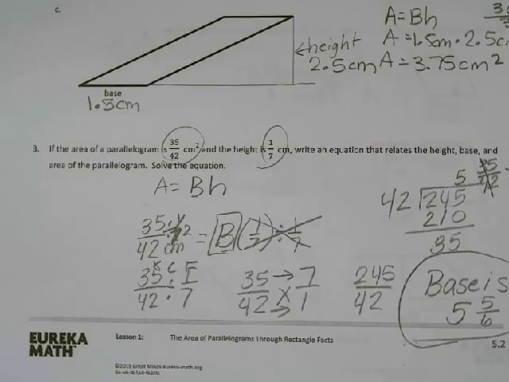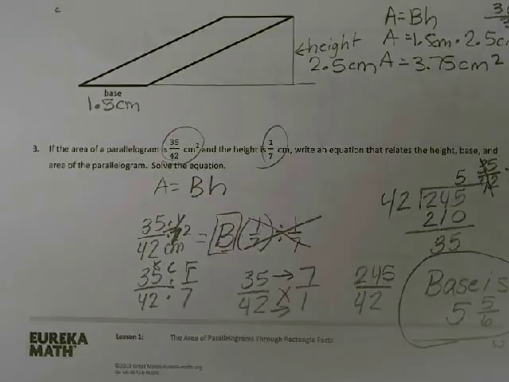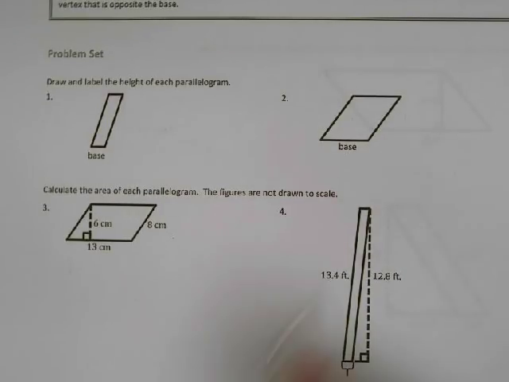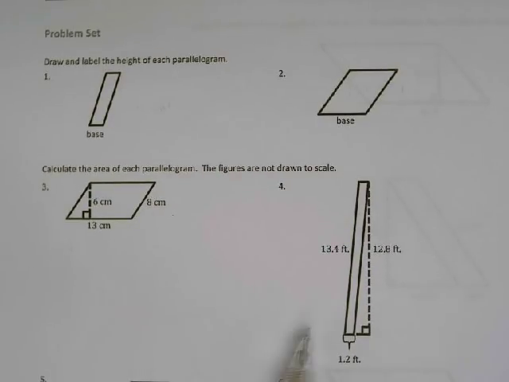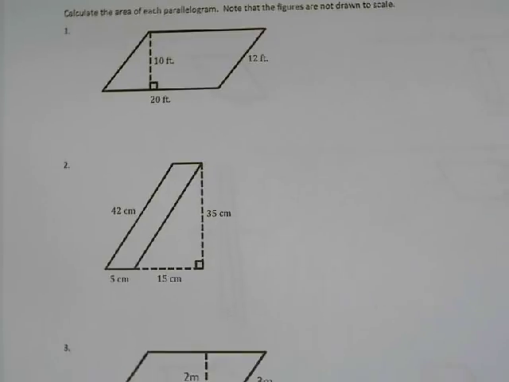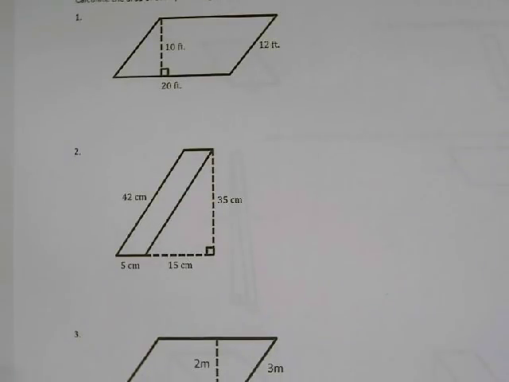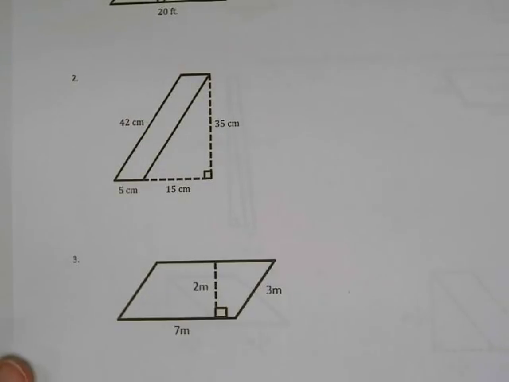For today's assignment, you will work on the problem set. On number 1 and 2, they just want you to draw in where you would find the height. On 3, 4, 5, and 6, you're calculating the area. On the back, you're going to calculate the area for numbers 1, 2, and 3. Remember, you can pause and rewind this video as often as you need to, or feel free to see me if you have any questions.